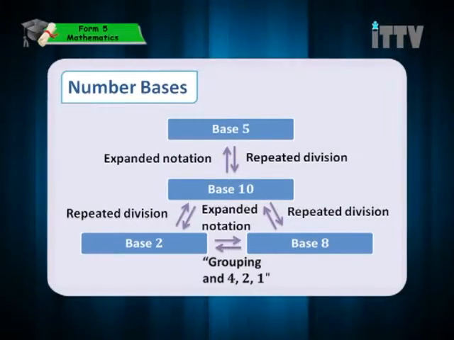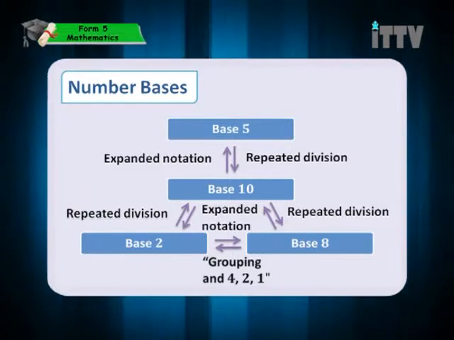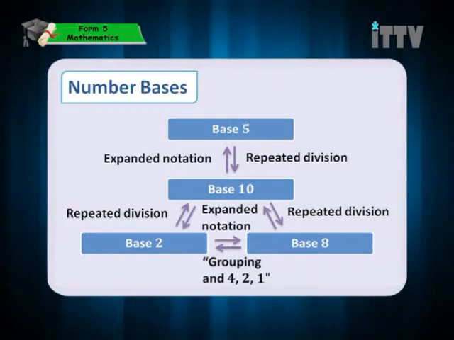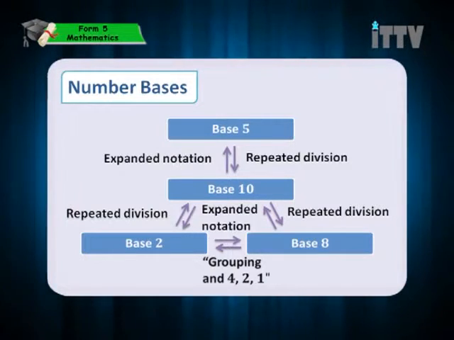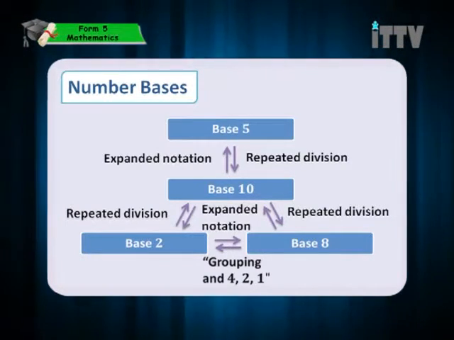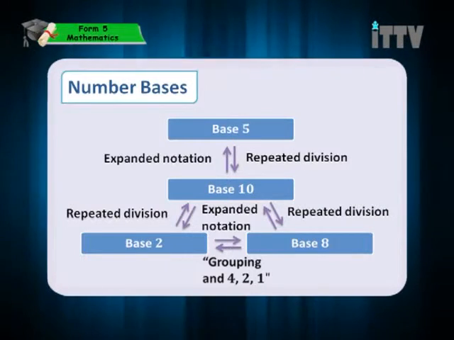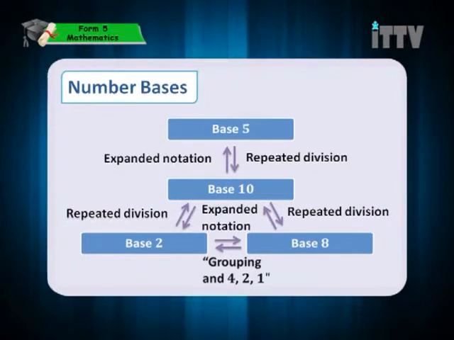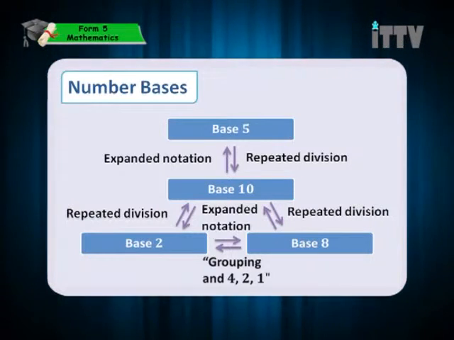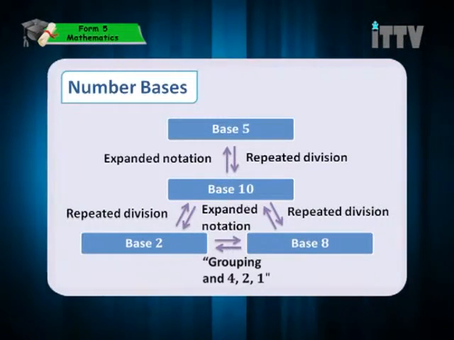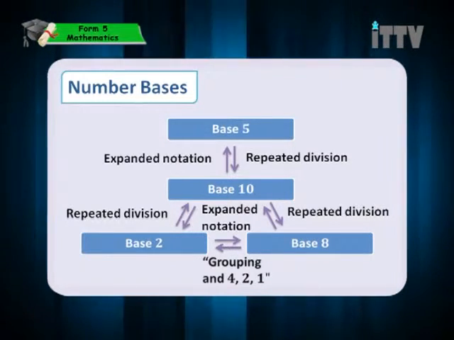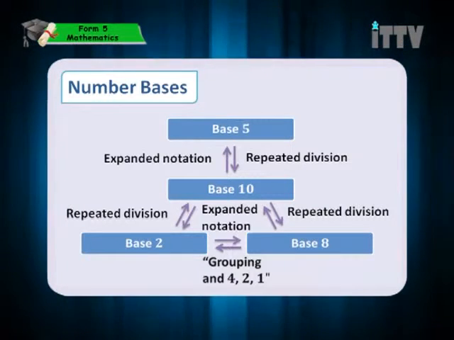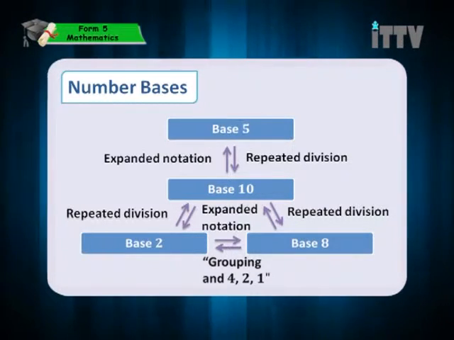I want you guys to start from the middle there, base 10. If you have a number in base 10, we can change it to a number in base 5, base 2, or base 8 by using the repeated division method, and we looked at this method in the previous lesson. Now, if we have a number in base 5, base 2, or base 8 and we want to convert it back to a number in base 10, we use the expanded notation method. We will be taking a look at it shortly.